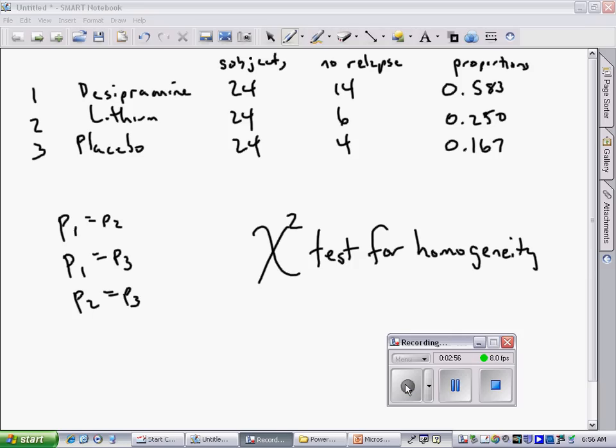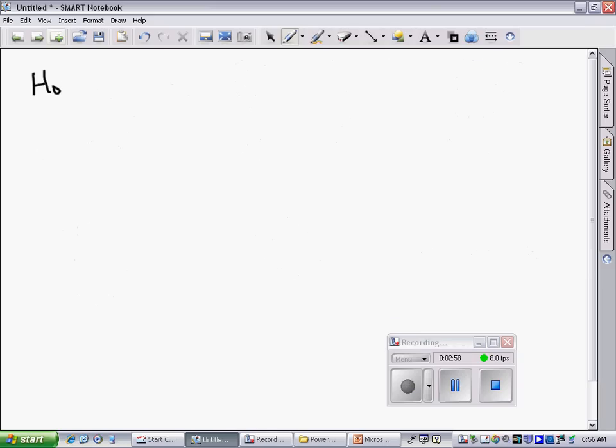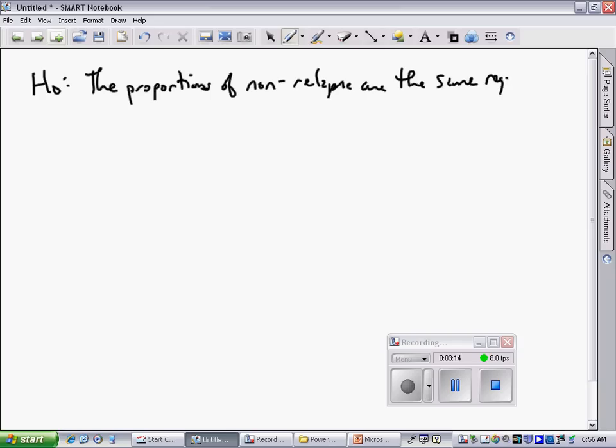First, let's write the H0 and HA. H0 for this problem is the proportions of, I guess, non-relapse are the same regardless of treatment, and your HA is not that. The proportion of non-relapse is not the same regardless of treatment.